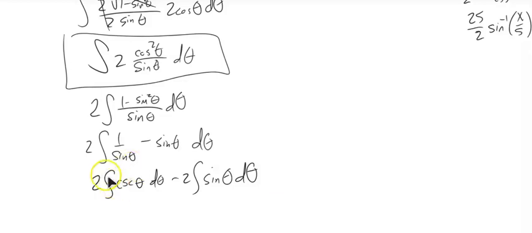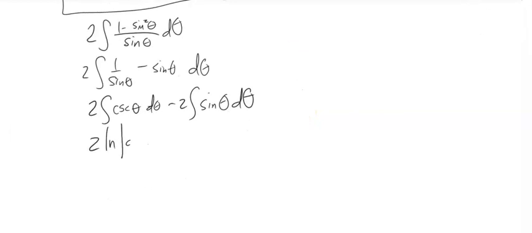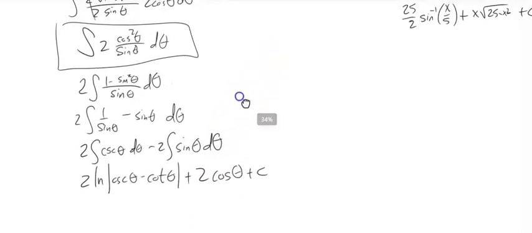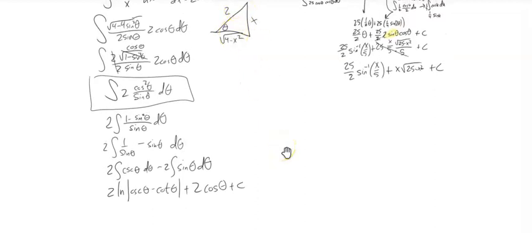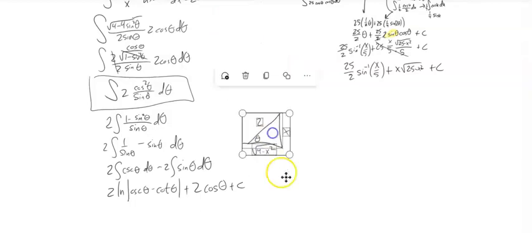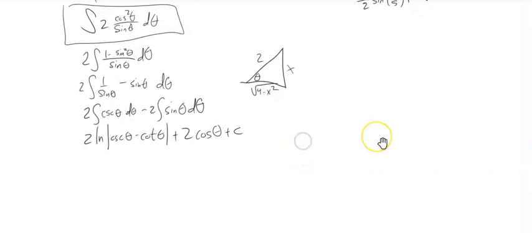All right, and that integral of cosecant, I either know it or I look it up, whichever route I want to go. And the integral of sine, that's negative cosine. Great, so now I have all those pieces. So now what I need to do is lean on this triangle here to substitute back in to get my x values.